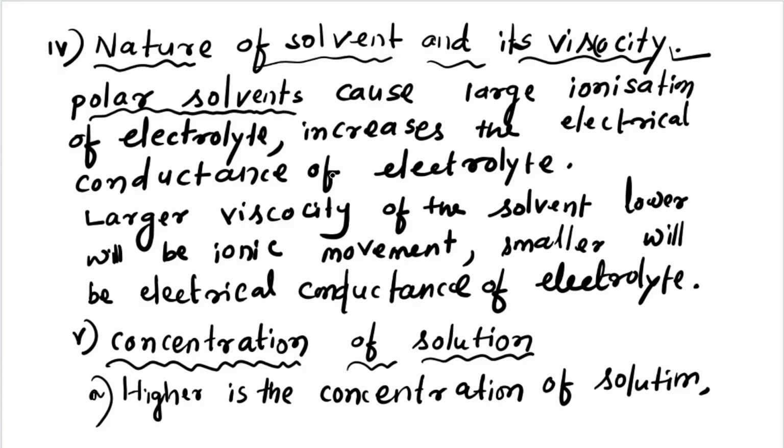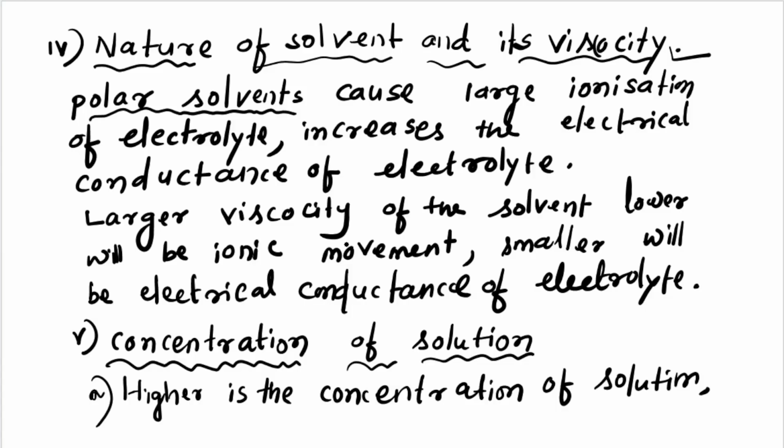So if the viscosity is more, fluidity power is less. If I said high viscosity means high power of fluidity, that is wrong. Viscosity means low power of fluidity. Fluidity decreases when viscosity increases. So the larger the viscosity of the solvent, the lower the ionic movement, because it will not ionize completely.